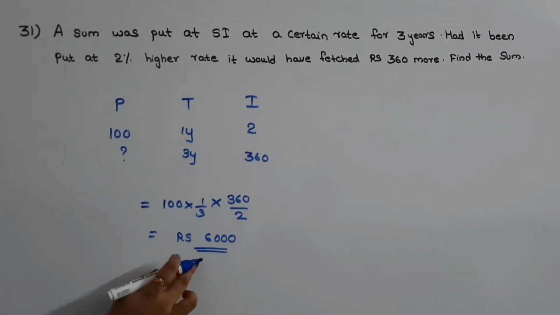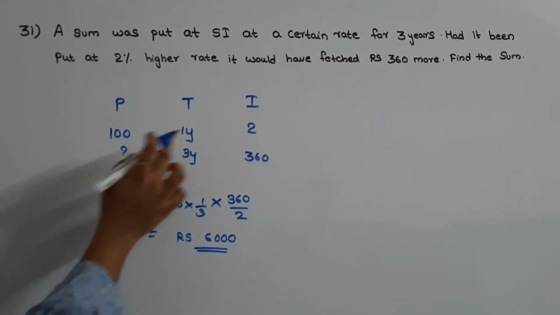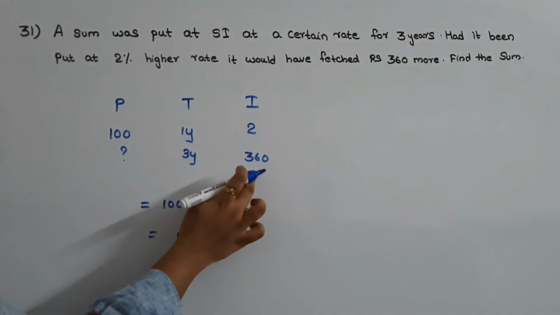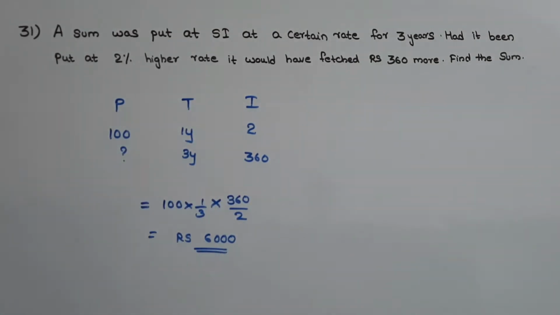So, this is the principal when the increase in the interest is 360 and the time period is 3 years.